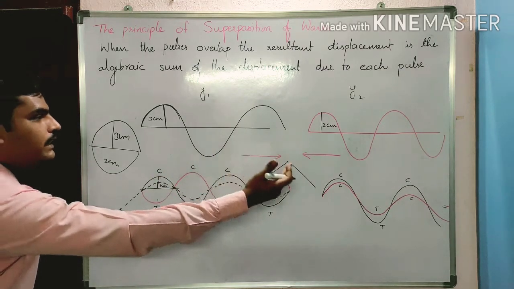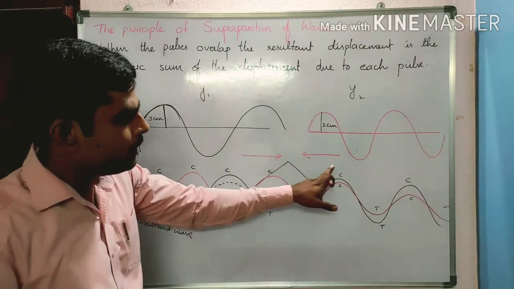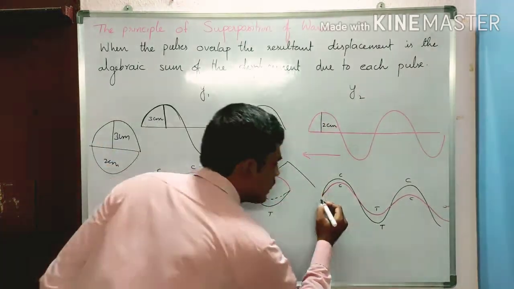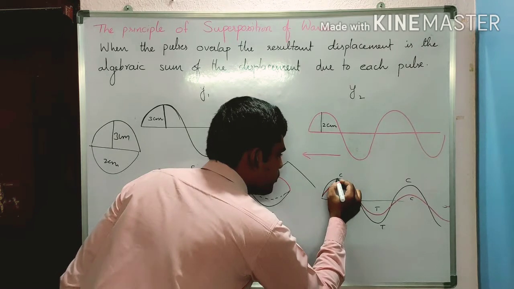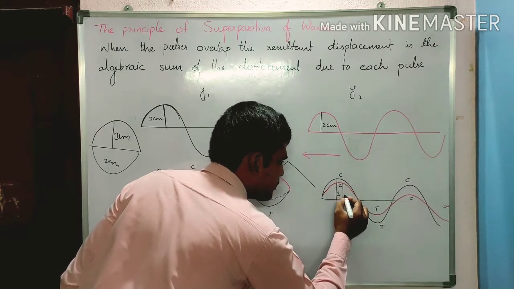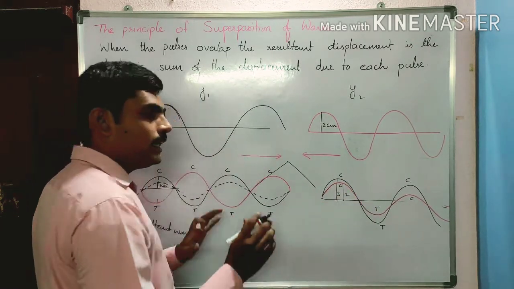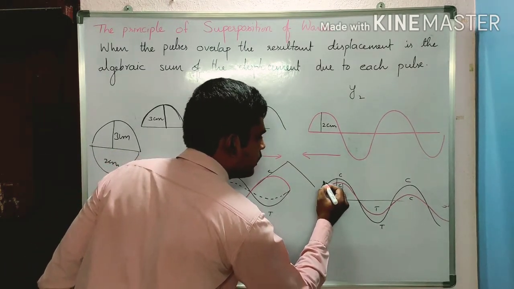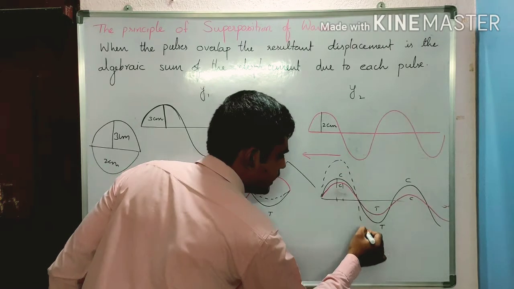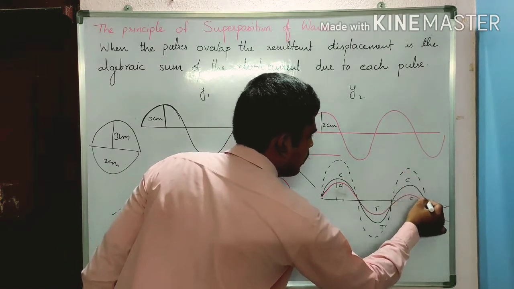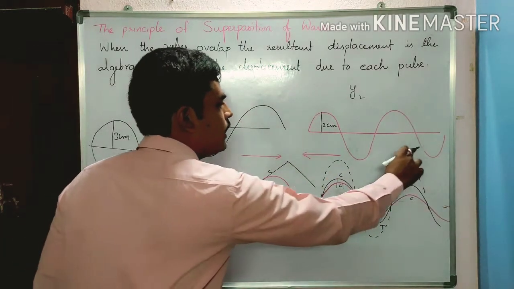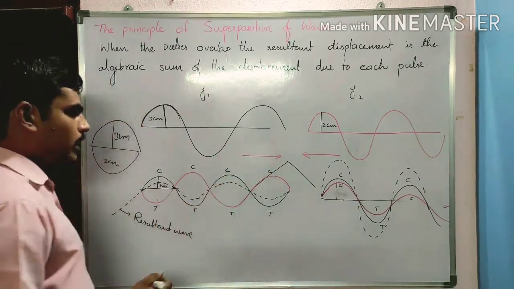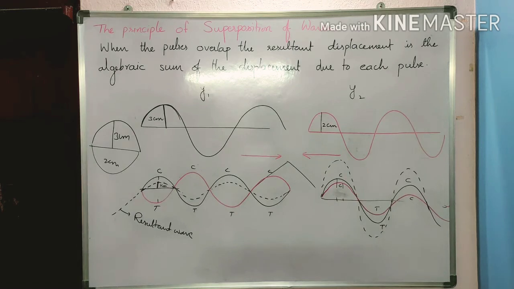Okay. And here the second one, second case, what happened here? Crest is overlapping on the crest. See here, its displacement is 3 centimeters, its displacement is 2 centimeters. Now the resultant wave will be like this. I will draw a dotted line. Now once you see, this dotted line is showing the resultant wave. Can you see the difference now?